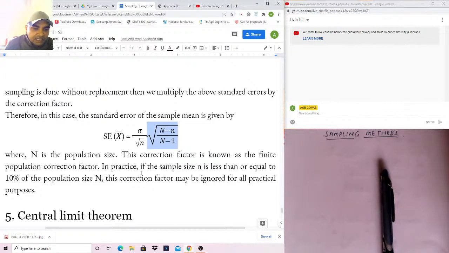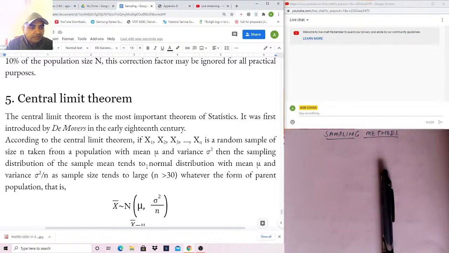And generally in practice, if the sample size n is less than or equal to 10% of the population size, this correction factor may be ignored for all practical purposes. Only what you have to see is that if your sample size is within 10% of the total population size, then you need not apply this correction, right?